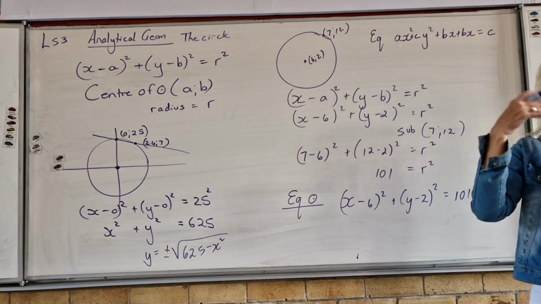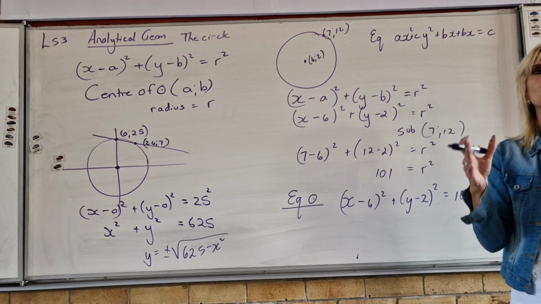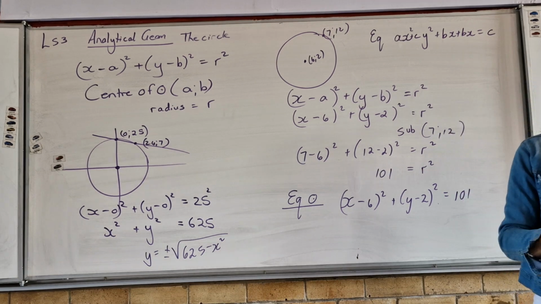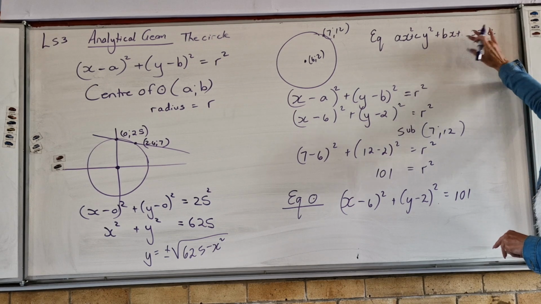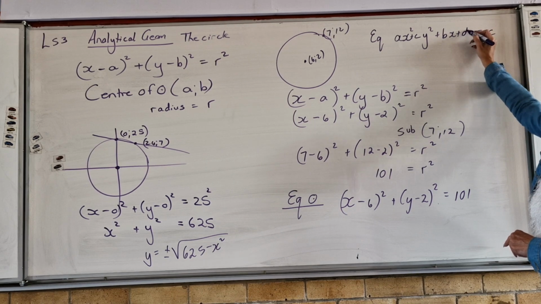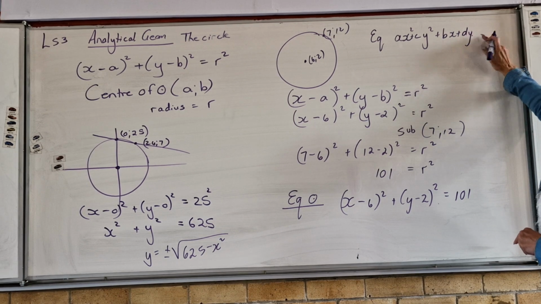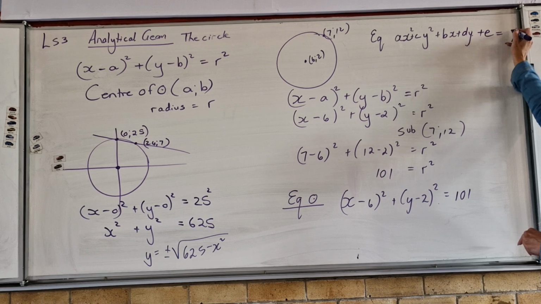Now I'm just throwing this around because you can get it in any direction, in any way that they want to give it to you. And then we're going to have, oops, that was supposed to be a y, c and then dy, and then even plus e equal to 0.